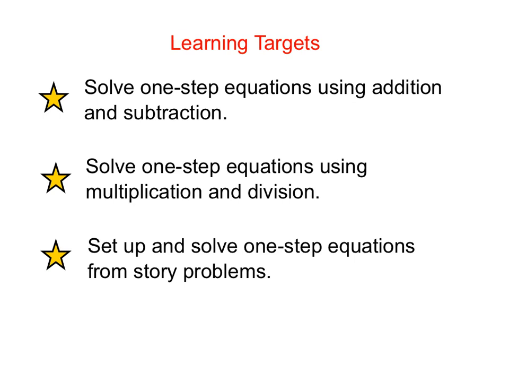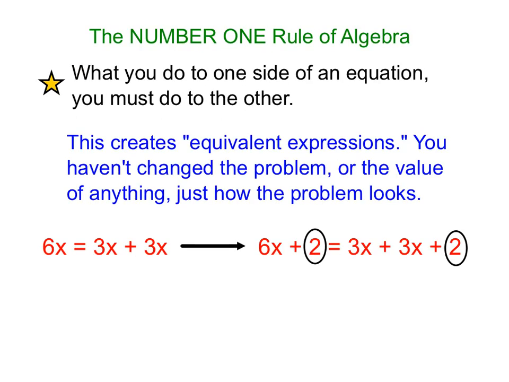from story problems. So the number one rule of algebra is what you do to one side of an equation, you must do to the other. So you've probably heard this, used this. What it does is create equivalent expressions. So you haven't changed the problem or the value of anything. It's just how the problem looks.